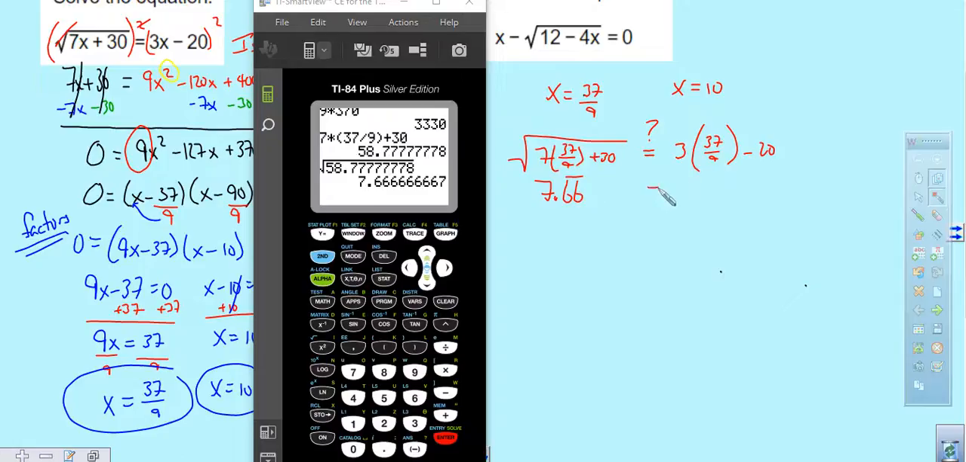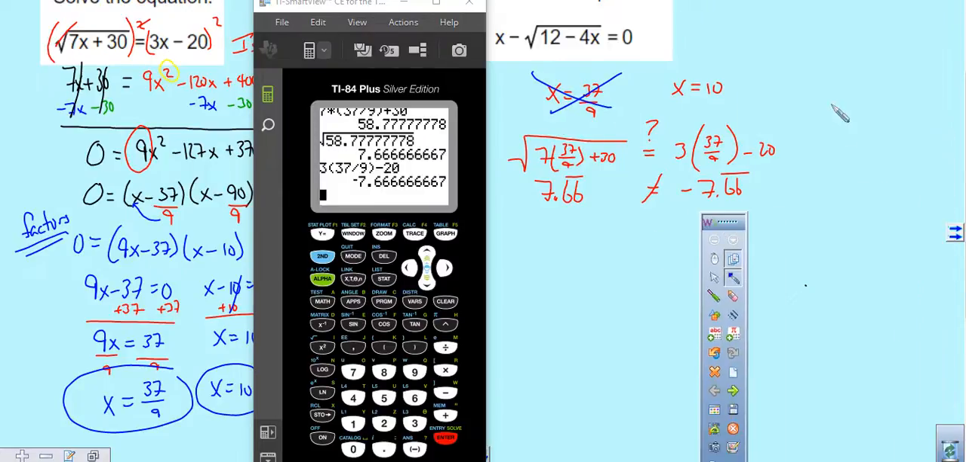Now over here, that would be 3, open parentheses, 37 divided by 9, close parentheses, minus 20. So that is negative 7.66 repeating. Those are not equal. Therefore, I know at this point that that will not be one of my solutions. So I go on to the 10. I do the same process. So I take the square root of 7 times 10 plus 30. I set it equal to 3 times 10 minus 20.